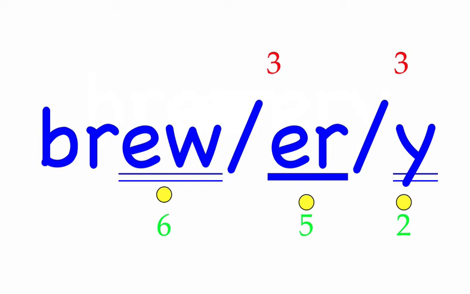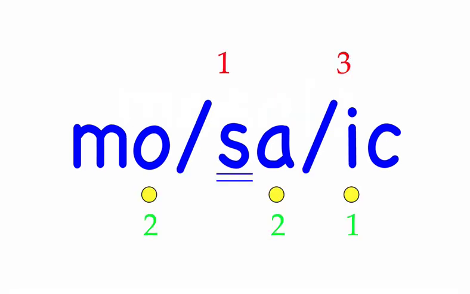Mosaic. The mosaic on the wall was very colorful. Mosaic. First syllable mo, two sounds, m, o. Zay, two sounds, z, a. Ick, two sounds, i, k. Mosaic. Mark the word. Mosaic.